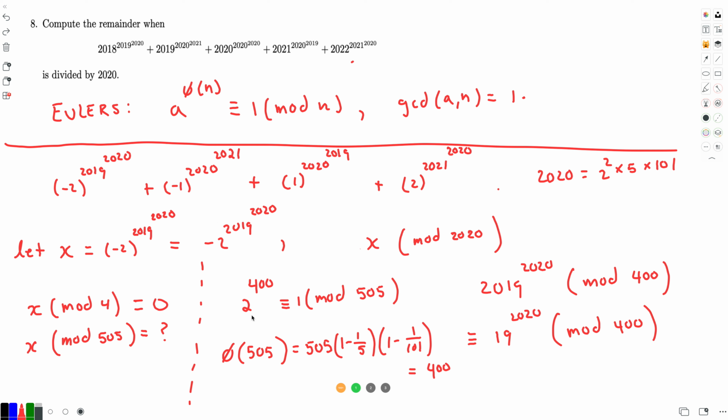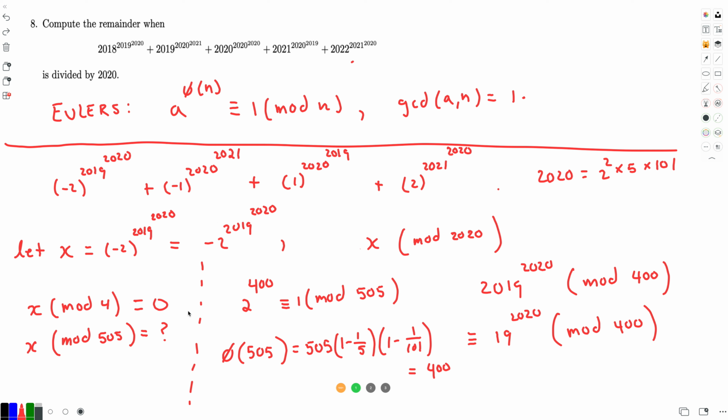Well, we can't use Euler's formula right away because we need 2 and 2020 to be relatively prime, and that is not the case. So what we do is we prime factorize 2020 as 2 squared times 5 times 101, and then we choose to reduce in 2 different factors such that they multiply to 2020 and it's a little easier on us. So we choose to reduce x mod 4 and then x mod 505, and then we can use the Chinese remainder theorem to find x modulo 2020. Great. So x mod 4 will obviously be 0 since this is going to be a multiple of 4.